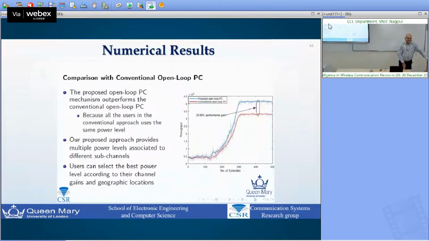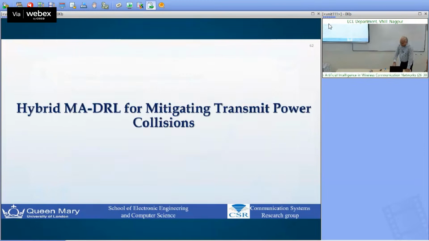In that scenario, we cannot decode, because if two users select the same power level, successive interference cancellation cannot be done. So then what will happen? Collision occurs. In that case, how are we going to solve the problem? That is the next problem that we are going to consider: how to mitigate the transmit power collision?